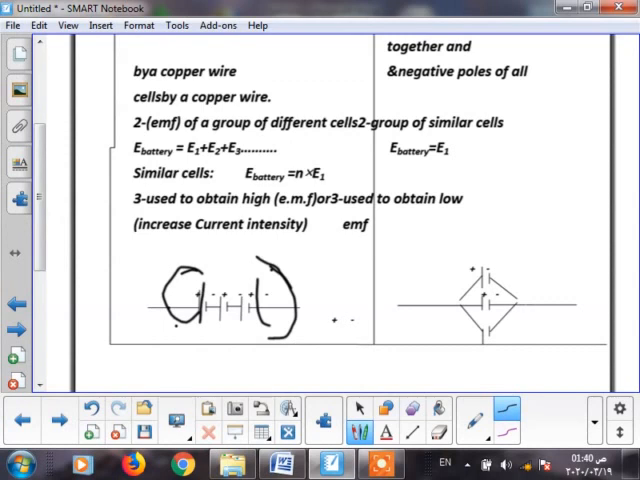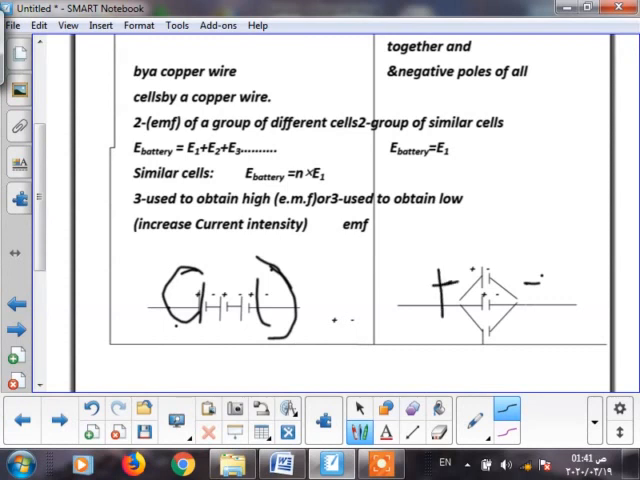What about the parallel connection? Here is the parallel connection. We put the batteries here so that all the negative poles are connected together, and the similar poles here are connected together. So in this case, the battery has only one negative pole, which is the negative pole of all the cells, and one positive pole, the positive pole of all the cells.